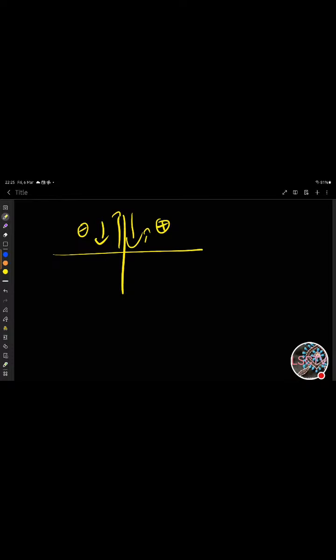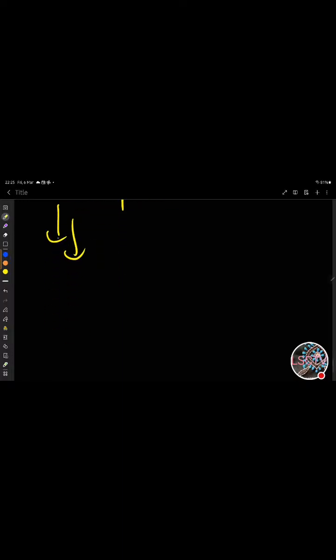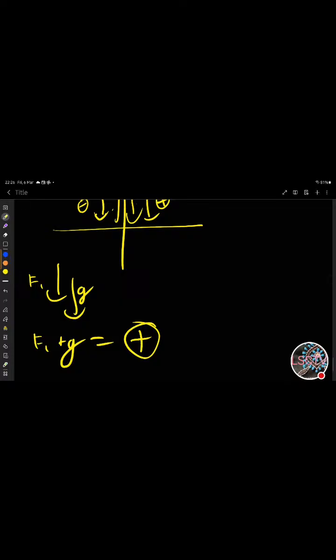So I told you, right? If an object is going upwards, gravity will act downwards, so it's negative. However, when it's going downwards, gravity is also acting downwards, right? So when both act in the same direction, the speed will be F1 plus g. It increases the speed, so it's positive. On the other hand, the other one decreases the speed.